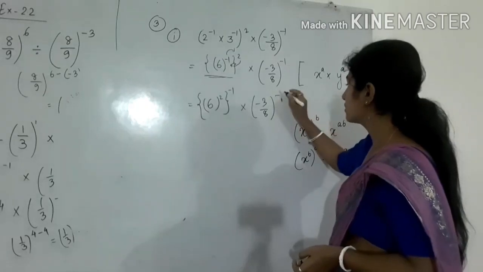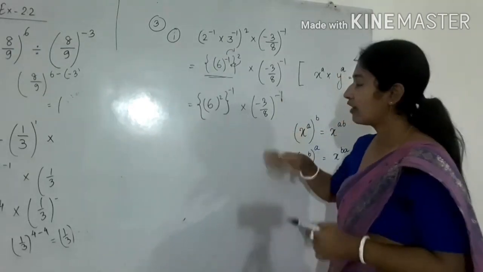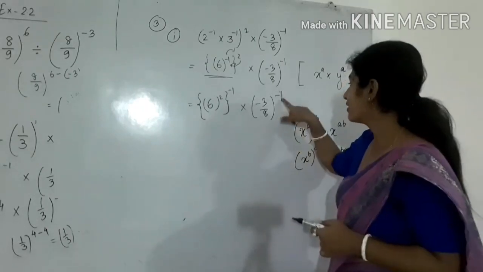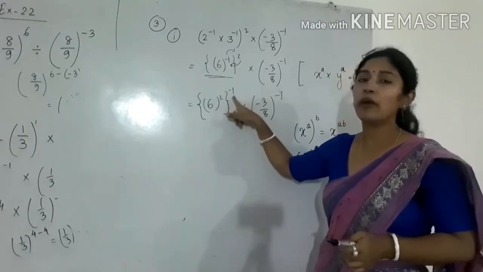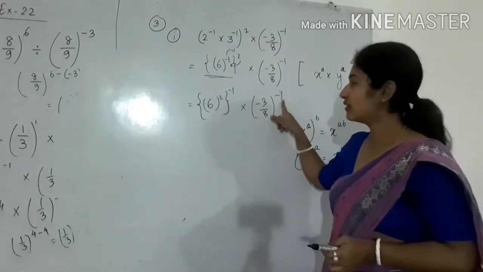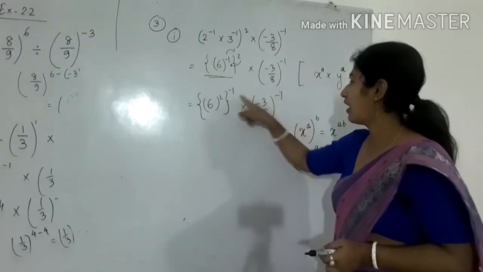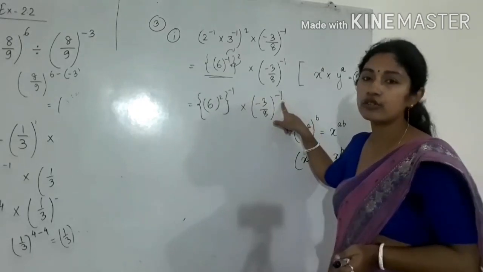The question is, why have I changed the power? I have changed the power because here the power is minus 1. That's why I have changed the power here to minus 1, so that we can apply a property. See, here it is also minus 1, here it is also minus 1.